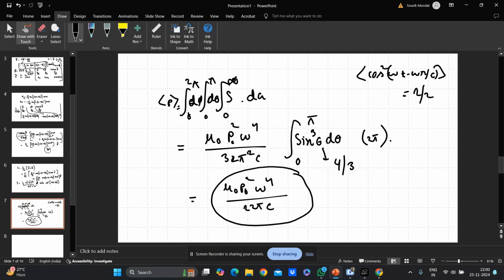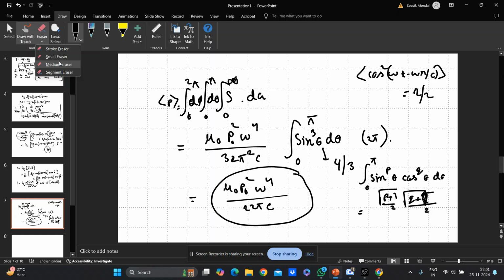And if you don't remember this formula, it can easily be done. If you know the beta and gamma functions, then there is an easy formula: the integral of sine to the power p theta into cos to the power q theta d theta from 0 to pi is equal to gamma of (p plus 1) by 2 times gamma of (q plus 1) by 2, divided by gamma of (p plus q plus 2) by 2. Sorry, it looks messy. So this is the formula.